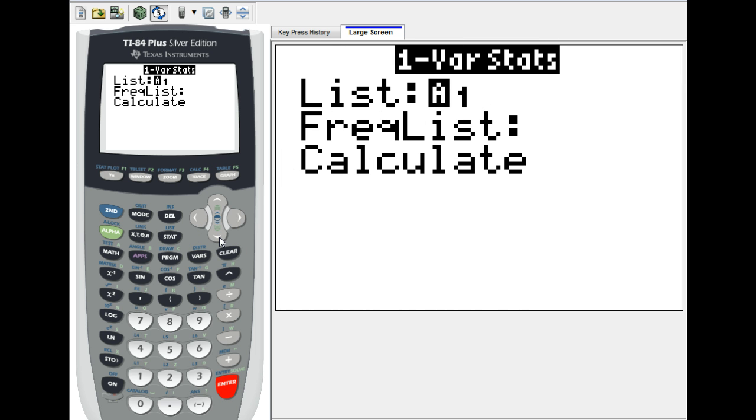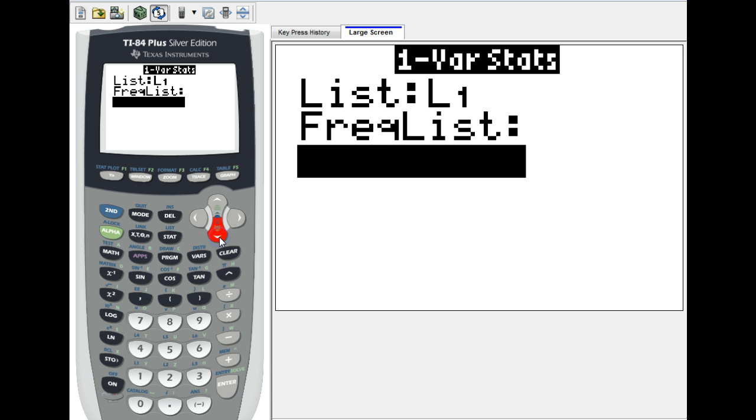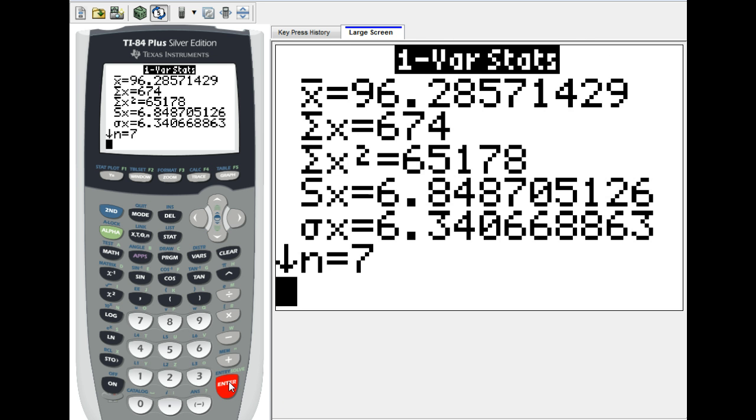Your list is in L1. There is no frequency list. We'll go over that in our next example. Just go to Calculate. Okay, so it gives us the mean. So the Lakers are averaging about 96.3 points per game.